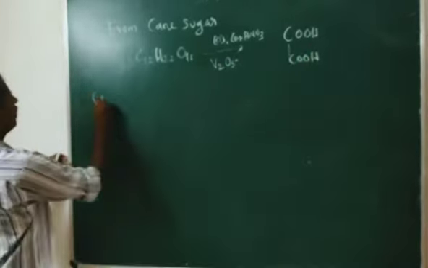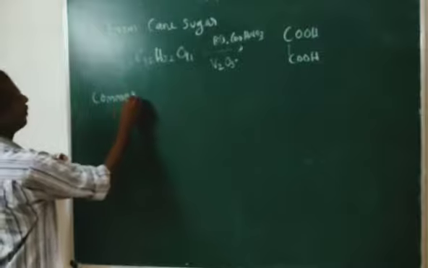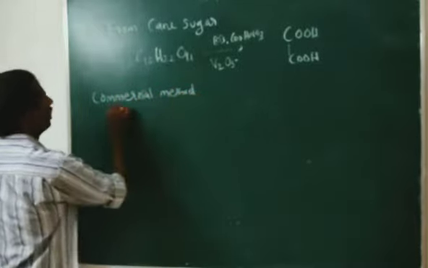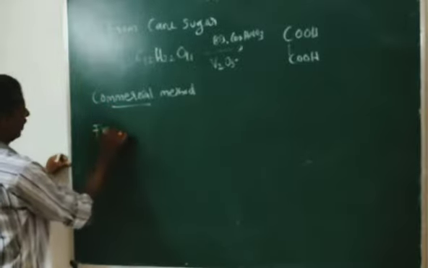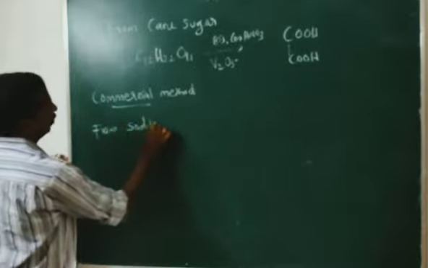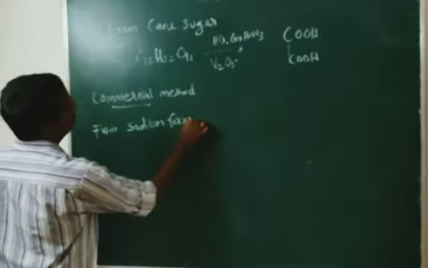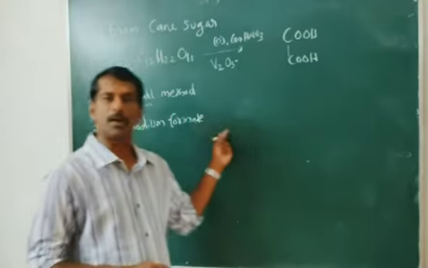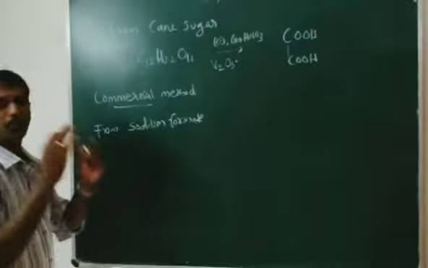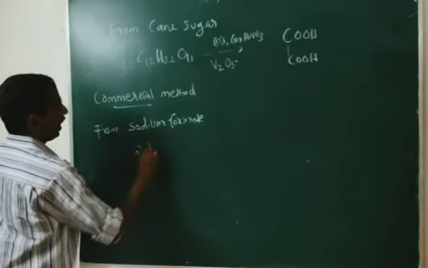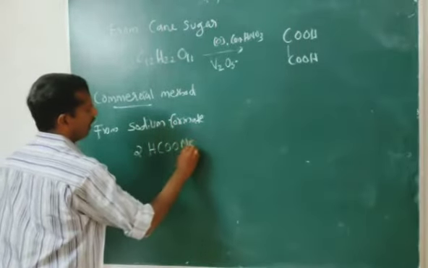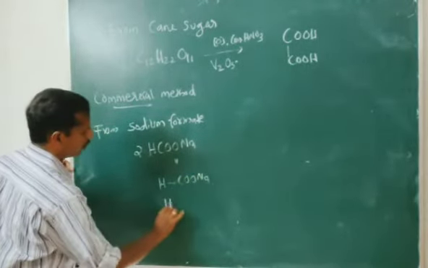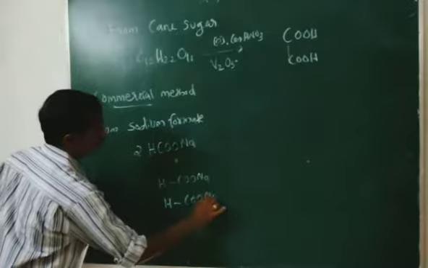Next is the commercial method of preparation, from sodium formate. The commercial industrial method of preparation of oxalic acid is from sodium formate. Here we need 2 moles of sodium formate. Look here, HCOONa, and the second molecule, HCOONa.